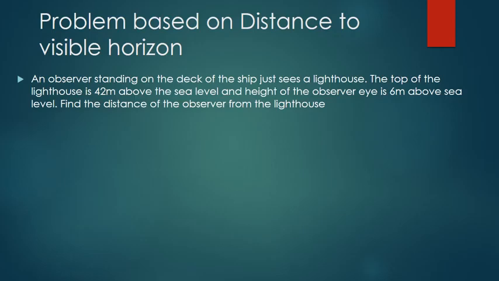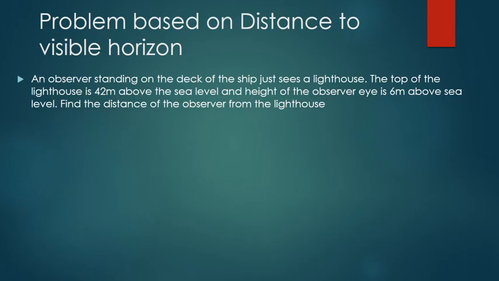Now here in the sea there is a ship, and on the deck of the ship an observer is standing and looking through the horizon at his eye level, where he just sees a lighthouse. In this question, the height of the lighthouse is given and also the height of the observer's eye. Now we have to find the distance between the observer and the lighthouse. How do we calculate it?